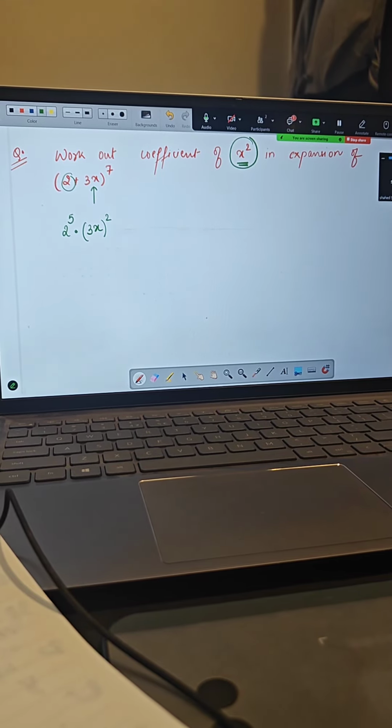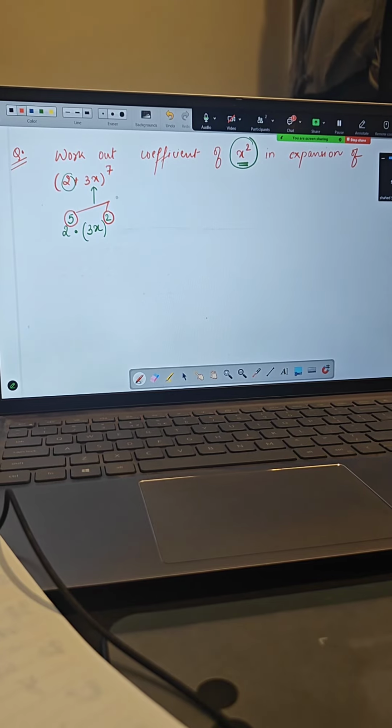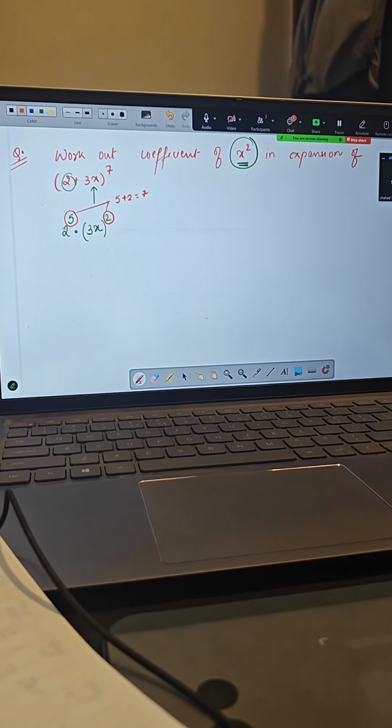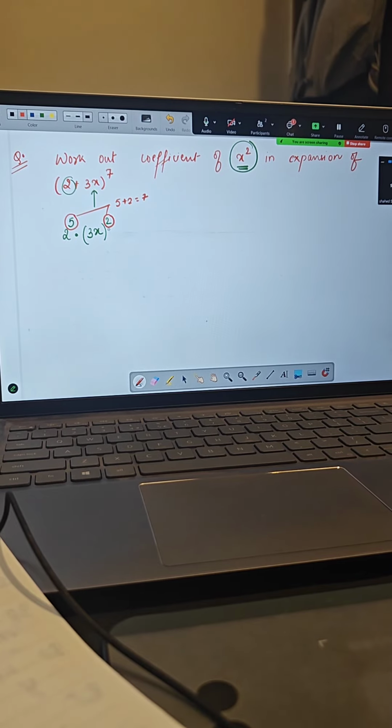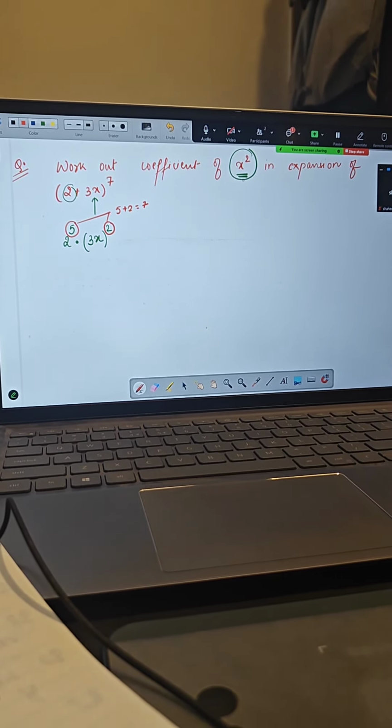And why am I so sure? Because, remember, I told you that the sum of these two powers has to be 7. So that's why I knew that if I need a power of 2 here, I have to have a power of 5 with this 2. Why do I need a power of 2 here? Because they asked me to get the coefficient of x squared. Do you get it? Yeah.